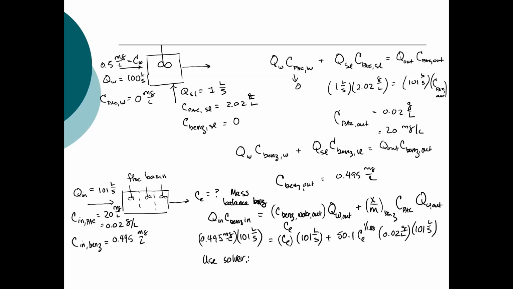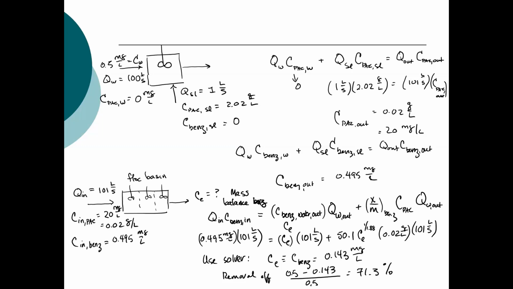And when you do, your concentration, C sub B, which is concentration of benzene, is equal to 0.143 milligrams per liter. Or we can calculate a removal efficiency, and that we started with 0.5 minus 0.143 over 0.5, and that is 71.3%. So that's our removal efficiency.